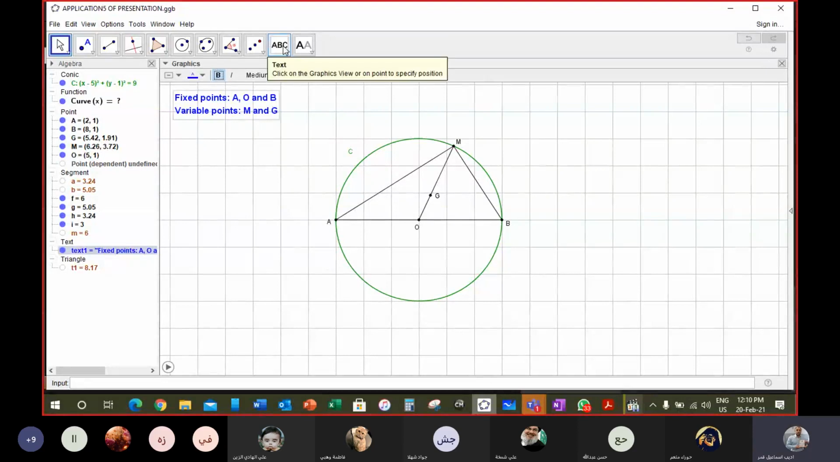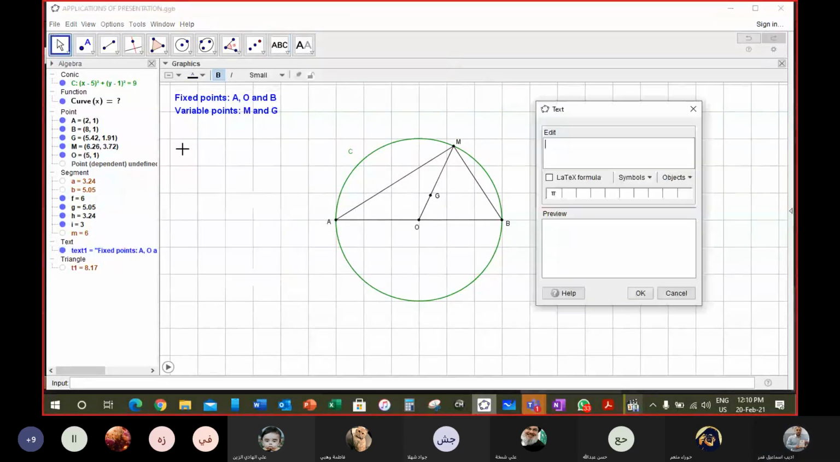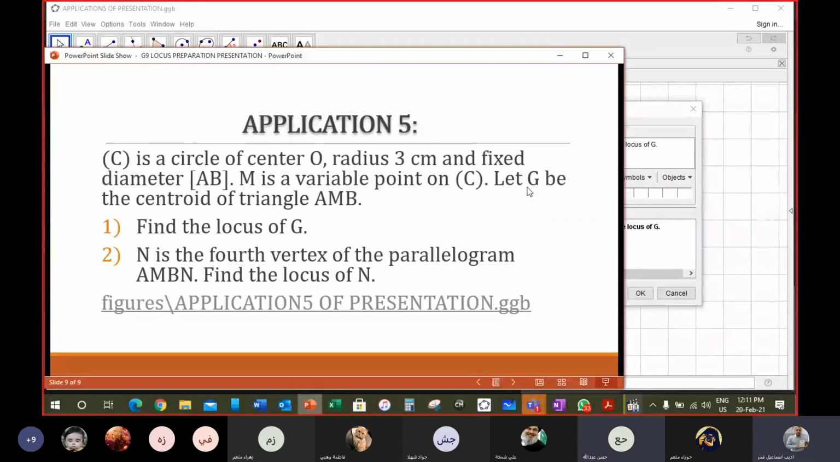Now let's move on. Part 1: required to find the locus of G. Okay, let's talk a little about G. What is G? G is the centroid of triangle AOB, where O is the midpoint.